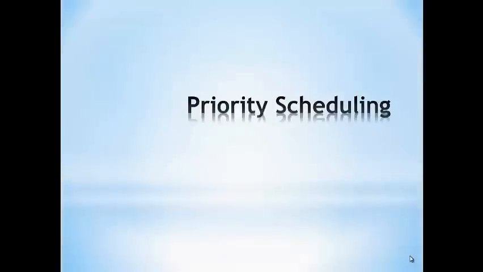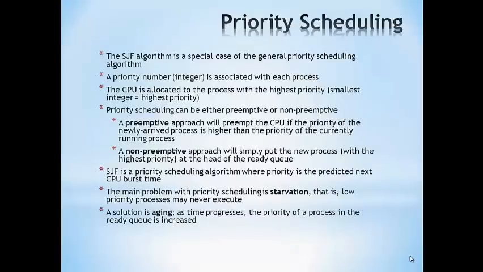Hello, I am Akash. I will be discussing the topics priority scheduling and round robin scheduling algorithm. Priority scheduling algorithm. In this algorithm, a priority number is associated with each process. The CPU is allocated to the process with the highest priority.